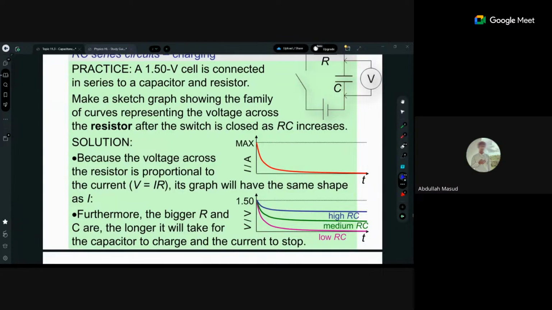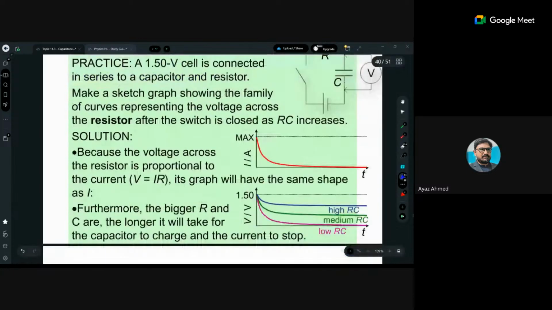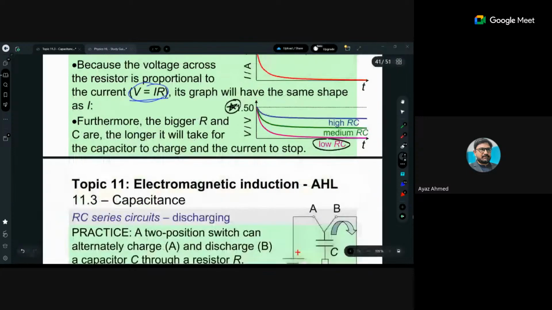Okay. So I was over here. Current here is, as we know, the voltage across the resistor is proportional to the current. That's why if we have very high resistance, then the voltages would be low. Here there are three graphs: low RC. I will talk about RC, then it would be very clear to you. So just keep this pending.